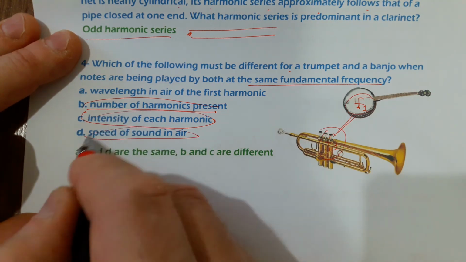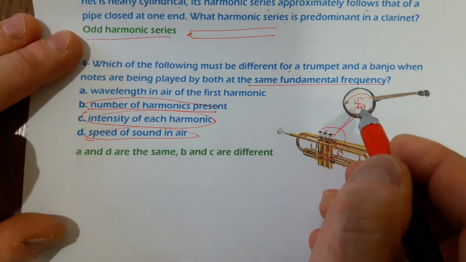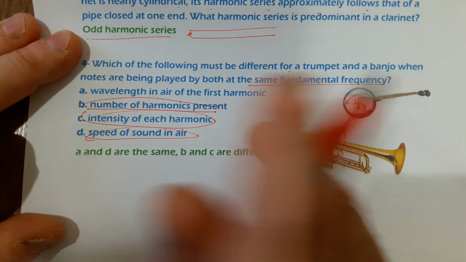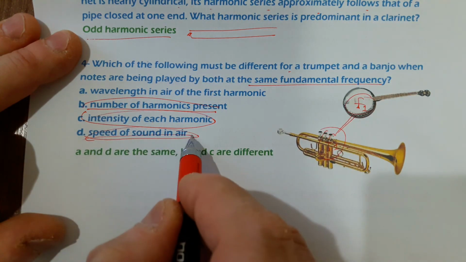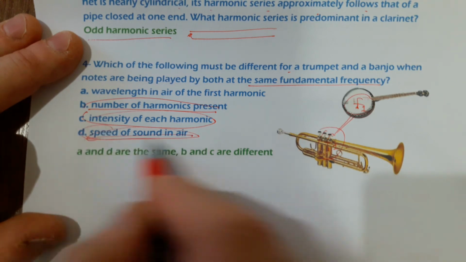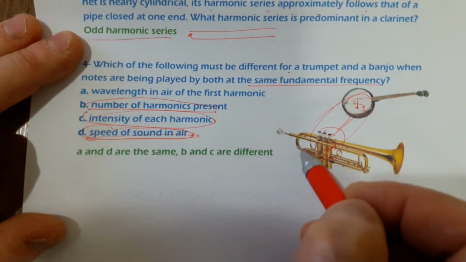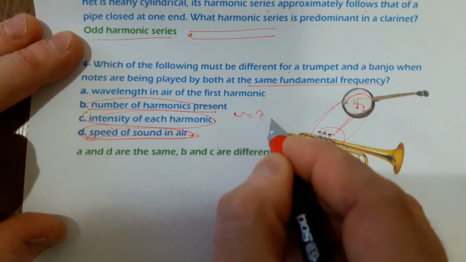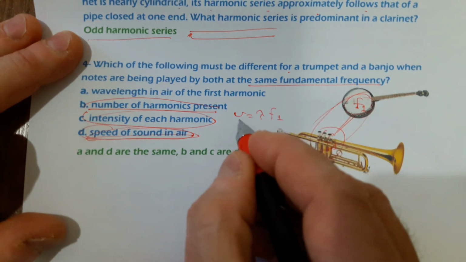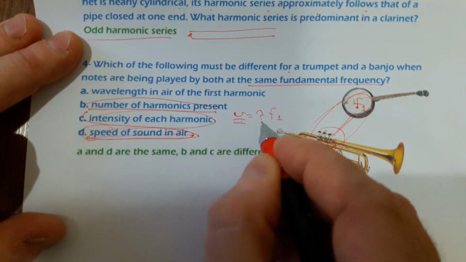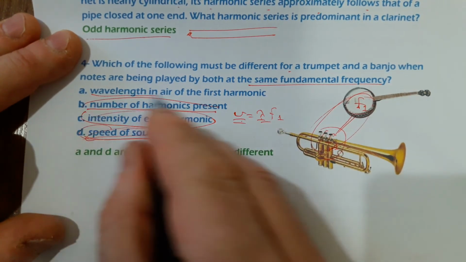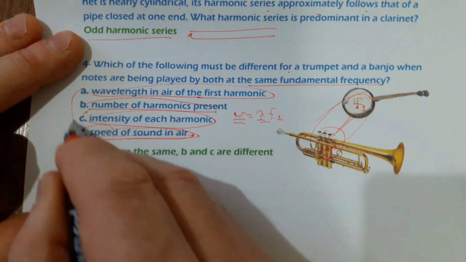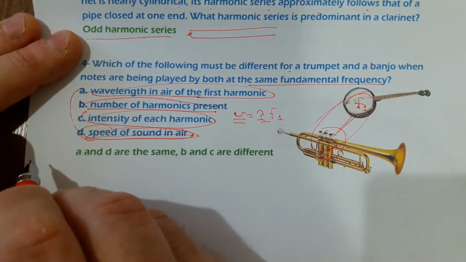What about the speed? The speed of sound in air is the same, because the sound of the banjo and the trumpet both travel through the air, so their speed in the air will be the same. If their speeds are the same and the question says their fundamental frequency is also the same, then according to the equation v equals lambda times f, the wavelengths of the first harmonic must also be equal. So A and D are the same, B and C are different.